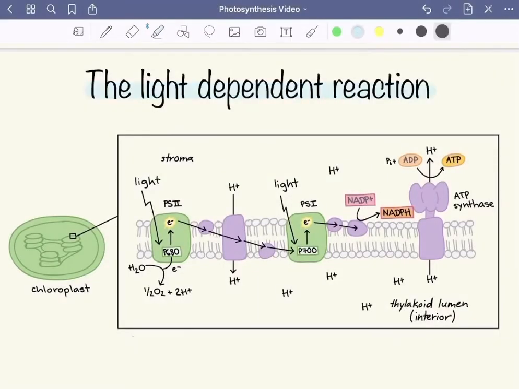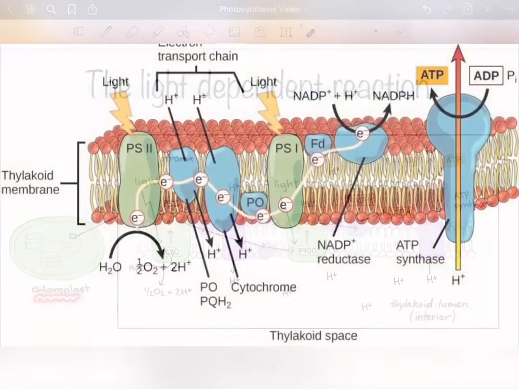The light-dependent reactions use light energy to make two molecules needed for the next stage of photosynthesis: the energy storage molecule ATP and the reduced electron carrier NADPH. In plants, the light reactions take place in the thylakoid membranes of organelles called chloroplasts.